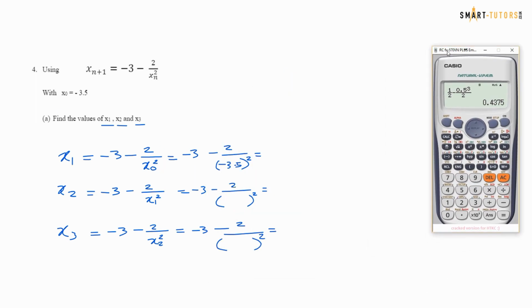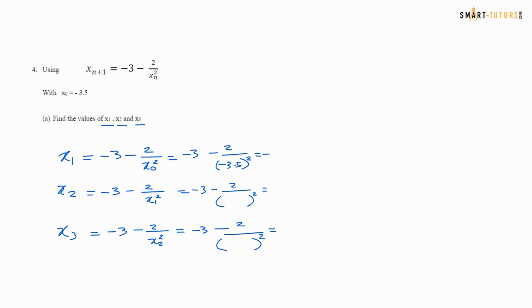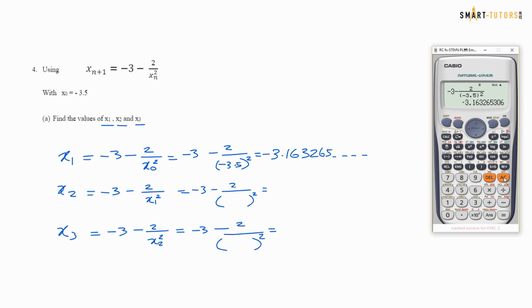So let's start with this one. Minus 3, minus, the fraction sign 2, bracket start, minus 3.5, bracket close, and squared, and the answer is minus 3.163265 and so on. Let me check one more time: 163265. Very good. So the answer is saved in the memory.